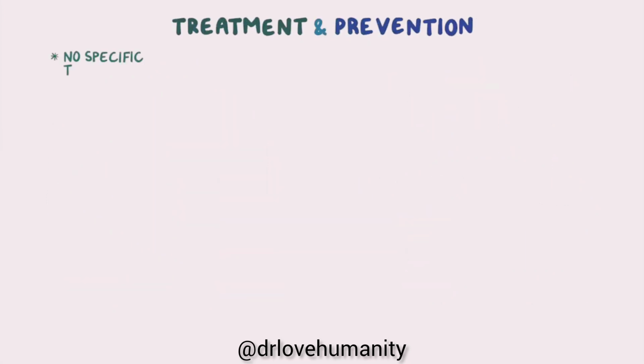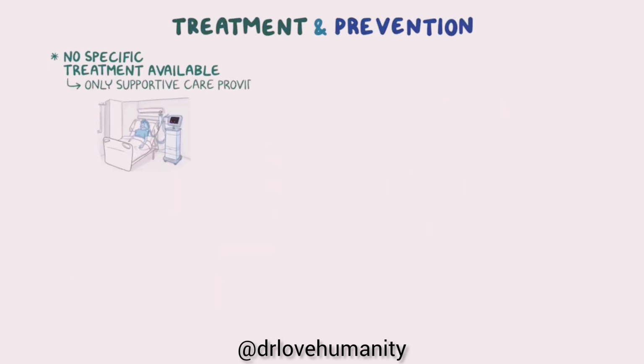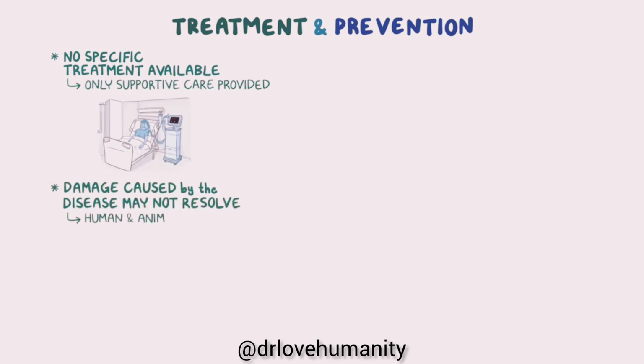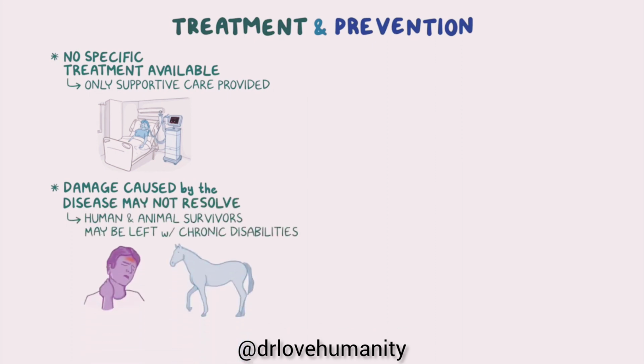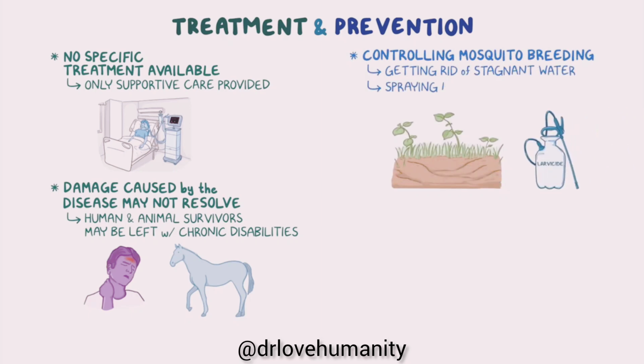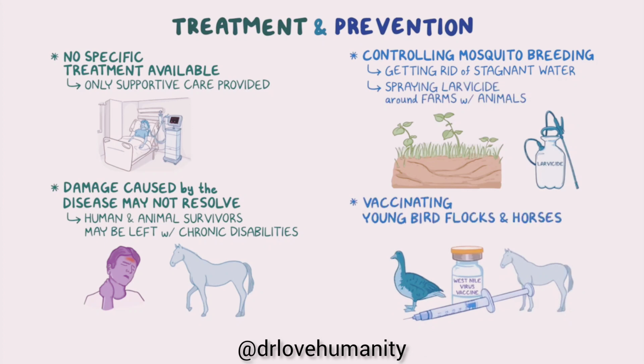Currently, there's no specific treatment available for West Nile virus infections, and so only supportive care is provided. Some of the damage caused by the disease may not resolve, so human and animal survivors of severe disease may be left with chronic disabilities. Preventative measures are necessary to limit the spread of infection. These include controlling mosquito breeding by getting rid of stagnant water and spraying larvicides around farms with animals. Vaccinating young bird flocks and horses is also an effective solution, but there are no vaccines available for people.